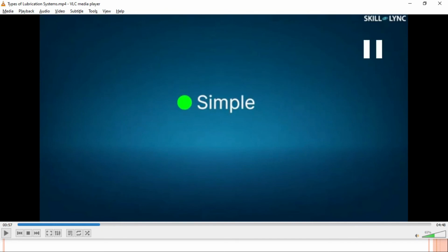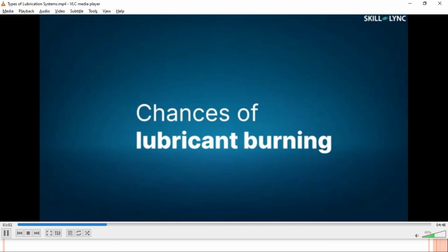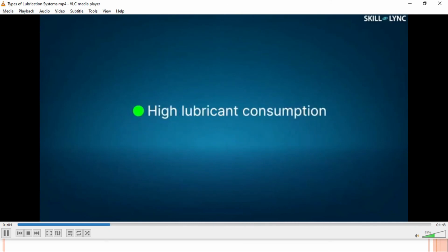I hope you may have a very good concept now after watching this video, that with the addition of the petrol we also add some amount of lubrication oil for the lubrication in this type of system, and this lubrication oil moves throughout the engine to lubricate it. The lubrication system is simple and of less cost, but there is a chance of oil burning inside the engine. It results in high lubricant consumption and it also forms deposits over the cylinder surfaces, which are not desirable.